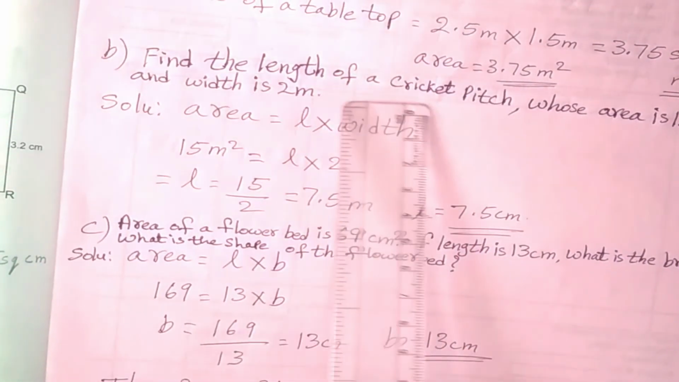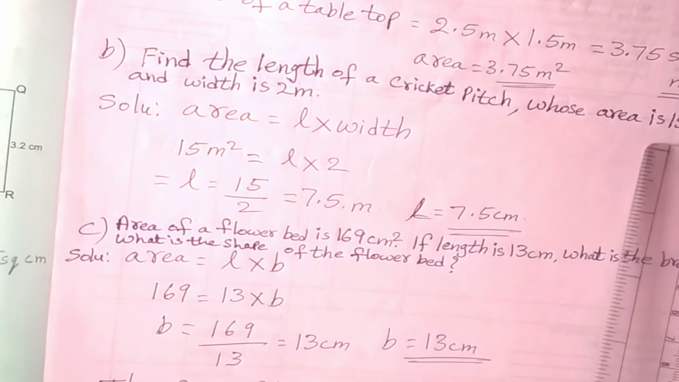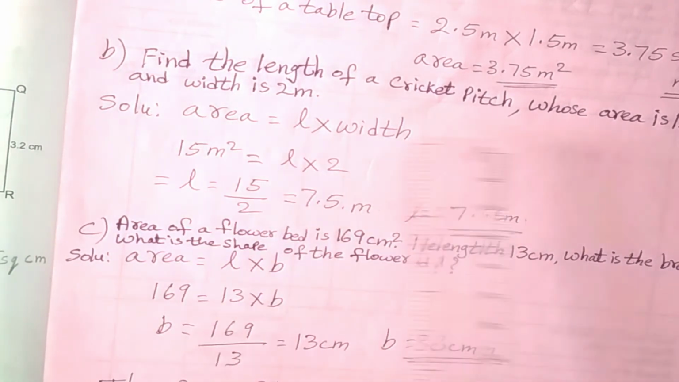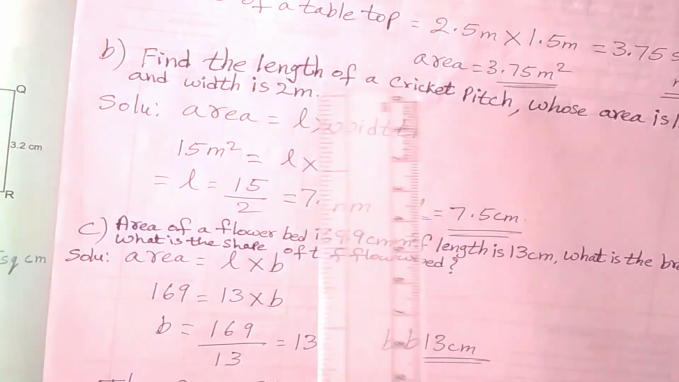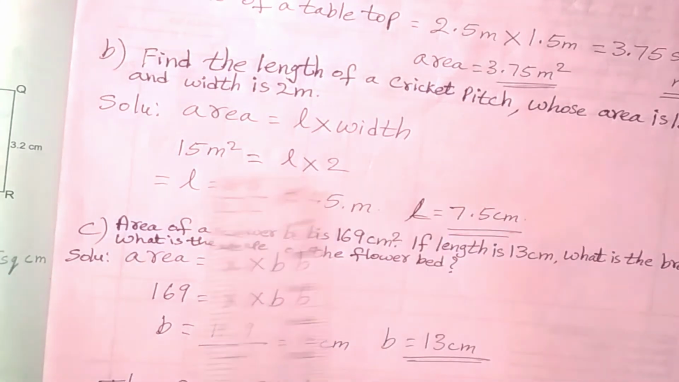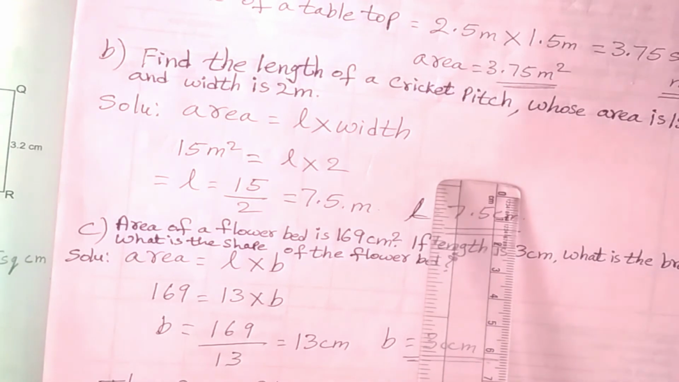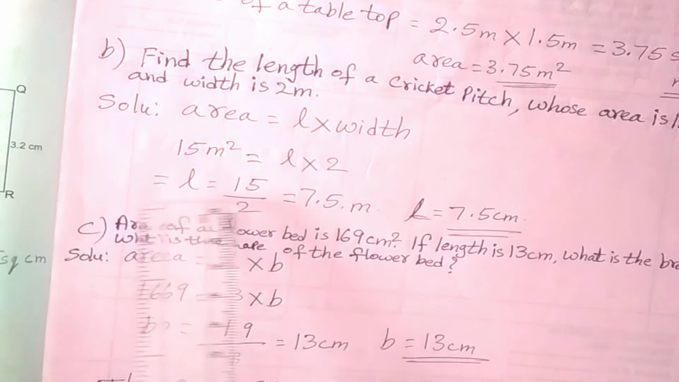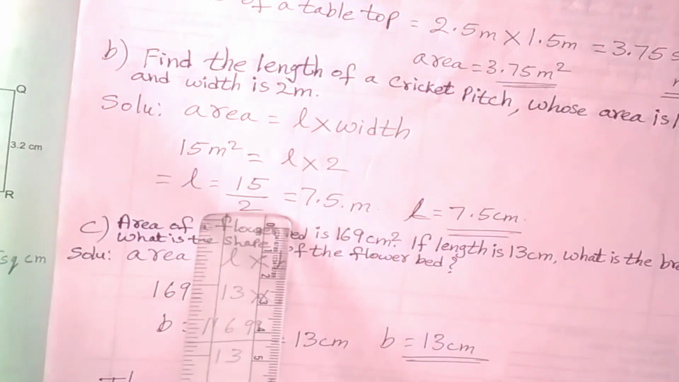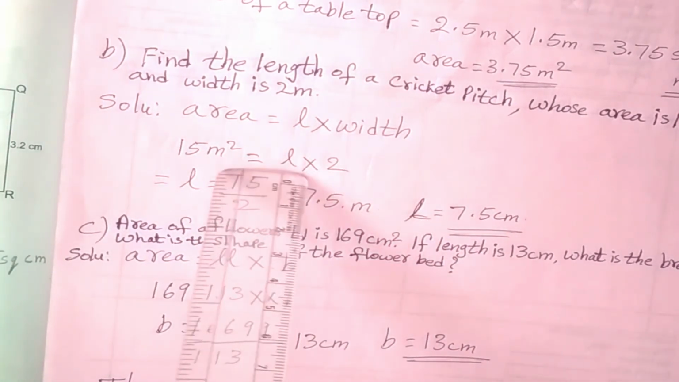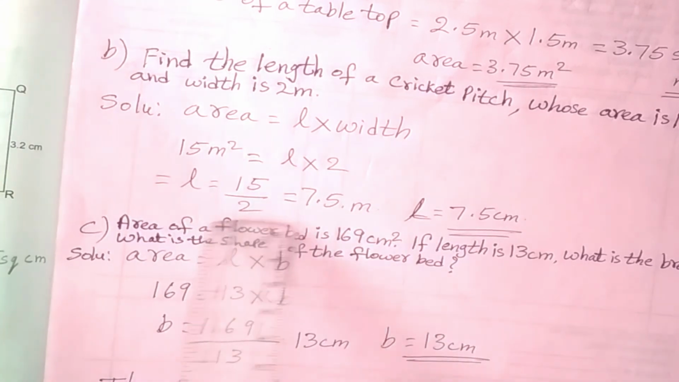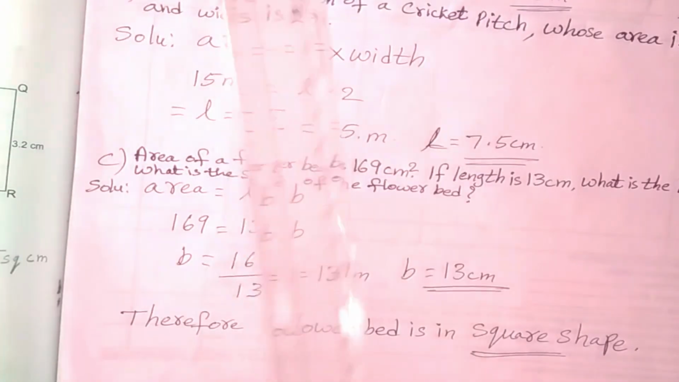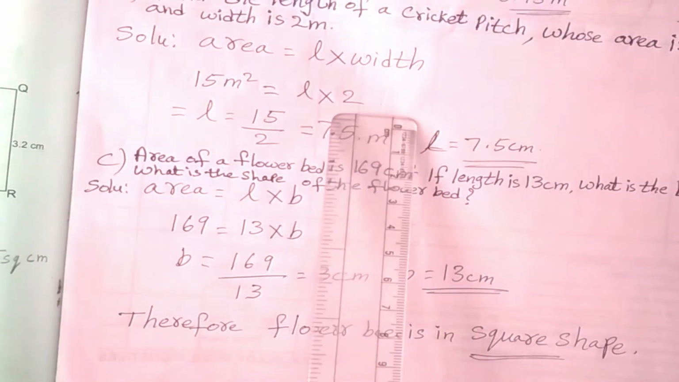See here, find the length of a cricket pitch whose area is 15 square meters and width is 2 meters. So we know the area and we know the width. We don't know the length. So we have to find out the length. So to find out the length, what we have to do? The formula for area is equal to length into width. Right? So to find out the length, we have to do the division. That is 15 divided by 2. Then the answer is 7.5 meters. So you do this in your own B bit.